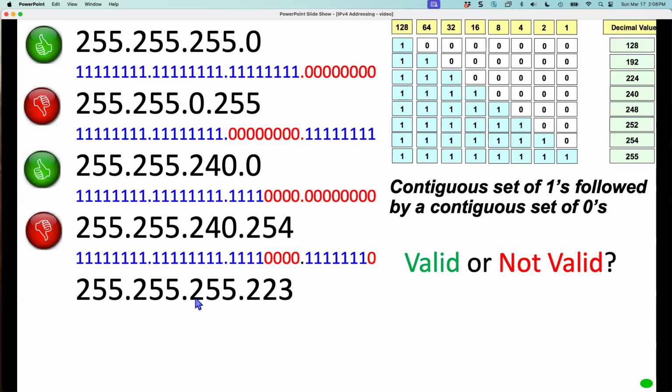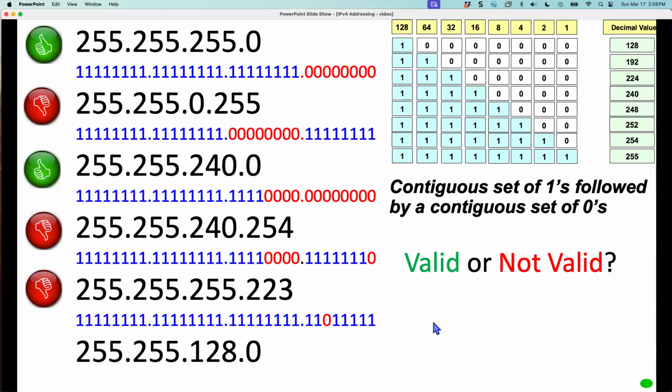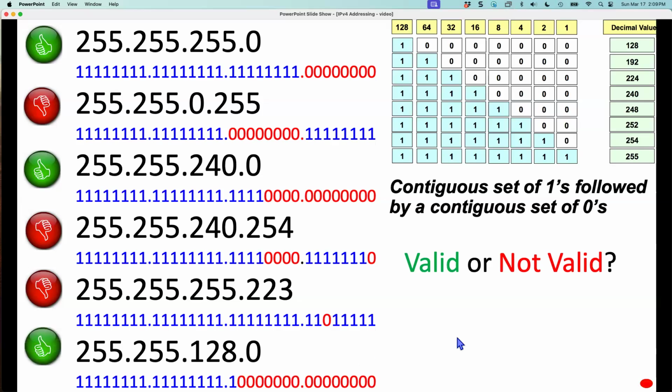How about this one here? What about that 223? Nope, that's not going to work. Ones followed by a 0 followed by more ones. Okay. How about this one here? Let's throw that in there. Yep, that's going to work. All ones followed by all zeros.